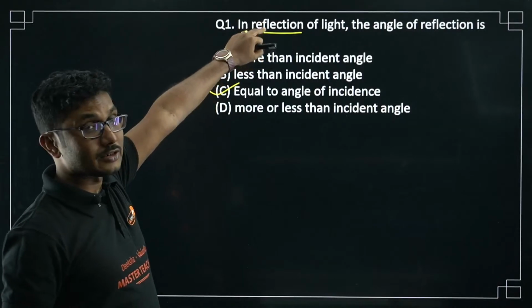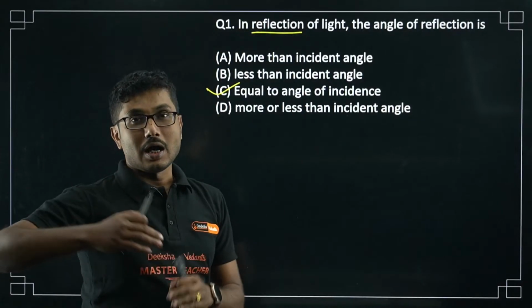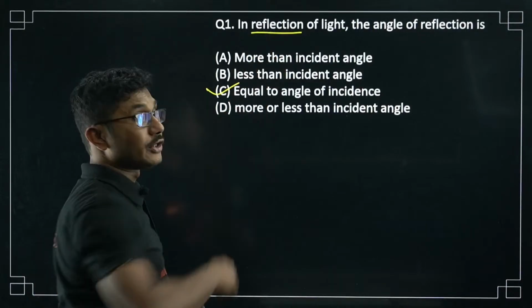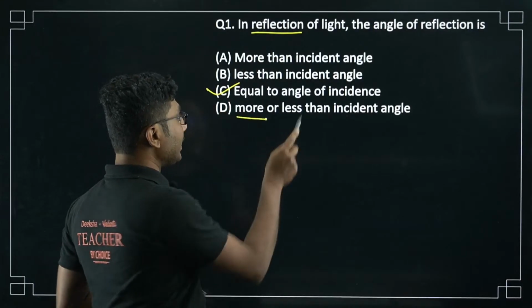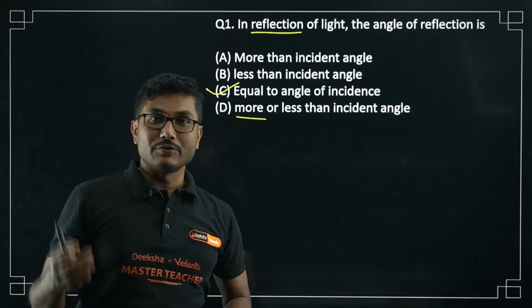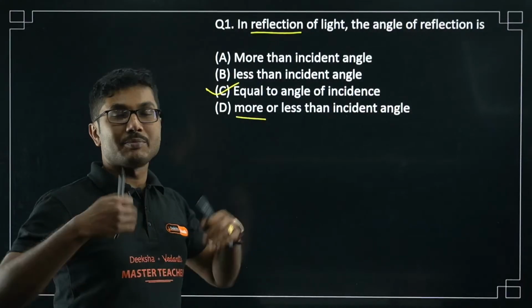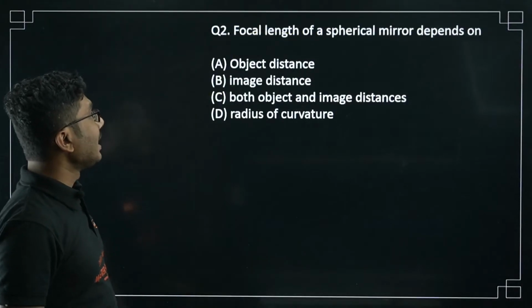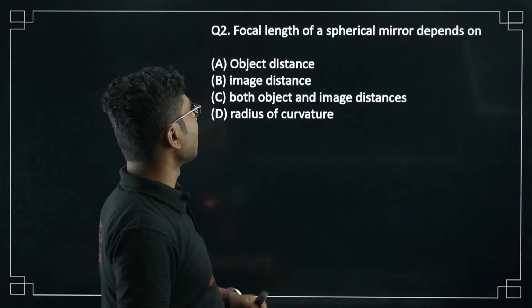But if they change this to refraction, in case of refraction there is no clear picture whether it will be greater or less. So in that case, if they change this option to refraction, then option D will be the correct answer. Same question, instead of reflection, if they give you refraction, then it can be more, it can be less, based on from which medium to where it is traveling. Right, now let's move on to question number 2.